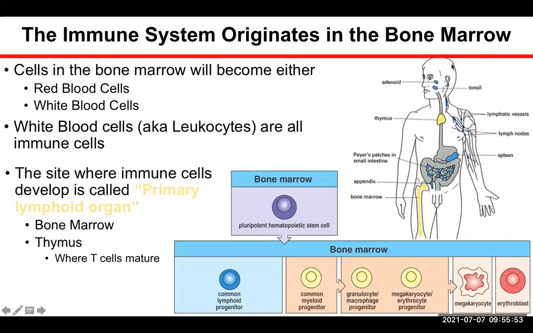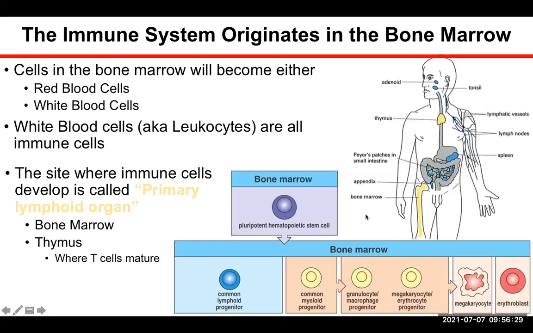So the immune system originates in the bone marrow. We all have bone marrow, and I think most people probably associate it with red blood cells, but this is also where your white blood cells, or leukocytes, or immune cells are located. All of these terms are used interchangeably; they're the same exact thing. This is the site where your immune cells develop and mature, so the main primary lymphoid organ is the bone marrow.